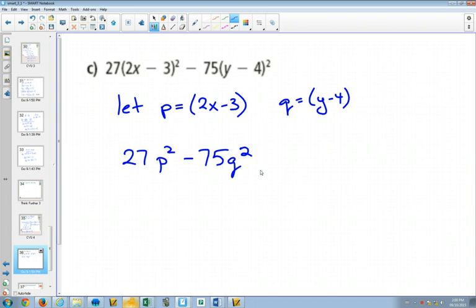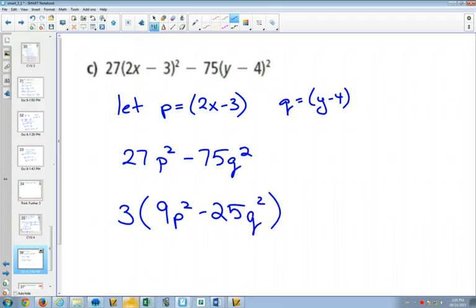So at this point, I think difference of squares, because I've got the difference, and I've got squares on both sides, but my 27 and my 75 aren't perfect squares. And I take a step back and I say, is there a common factor that I could pull out of the 27 and the 75? 3. So I pull that out, leaving me with 9p squared minus 25q squared. And again, I think difference of squares inside my brackets. But now are the 9 and 25 both perfect squares? Yes.